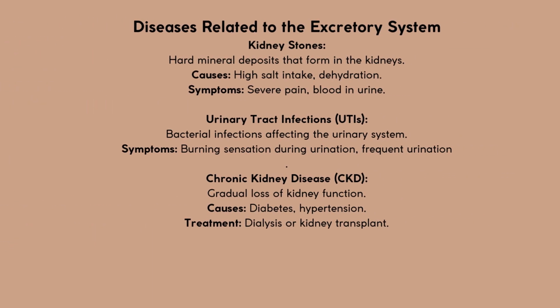Diseases related to the excretory system: Kidney stones, hard mineral deposits that form in the kidneys. Causes: high salt intake, dehydration. Symptoms: severe pain, blood in urine. Urinary tract infections, UTIs, bacterial infections affecting the urinary system. Symptoms: burning sensation during urination, frequent urination. Chronic kidney disease, CKD, gradual loss of kidney function. Causes: diabetes, hypertension. Treatment: dialysis or kidney transplant.